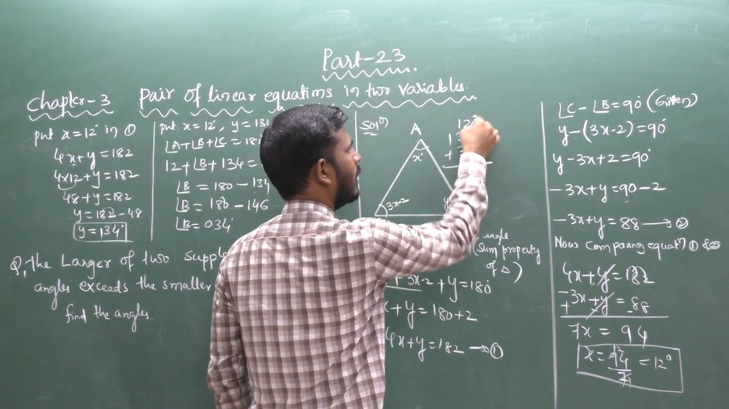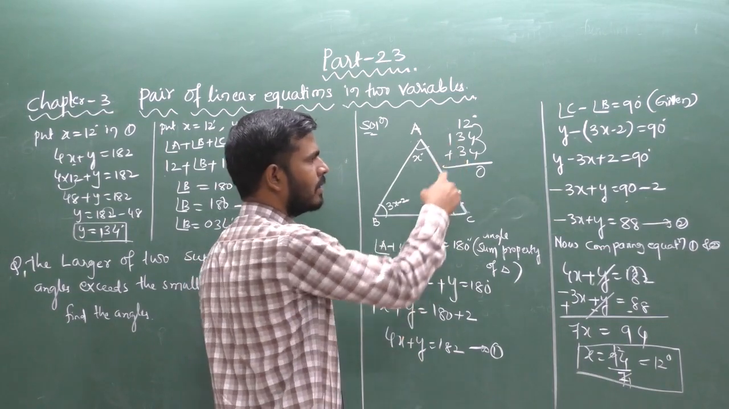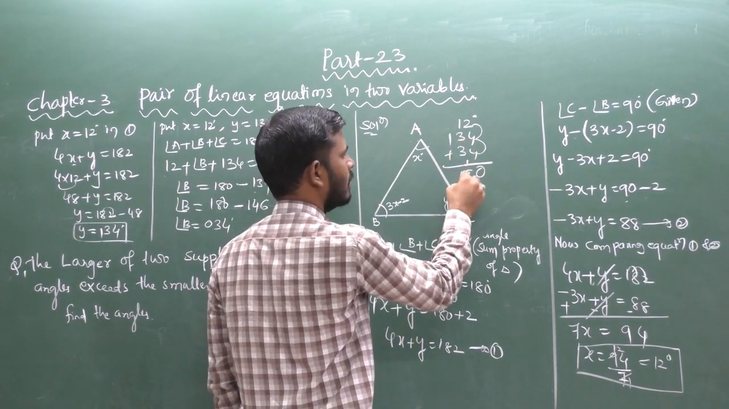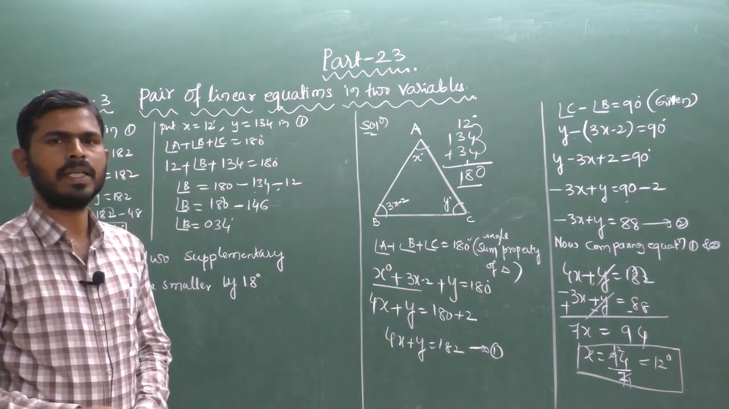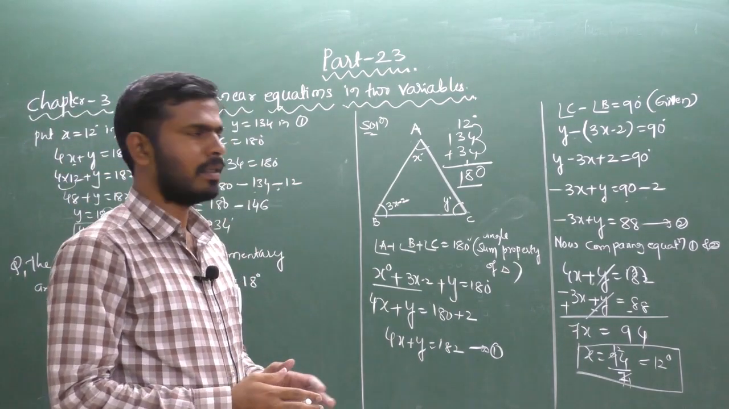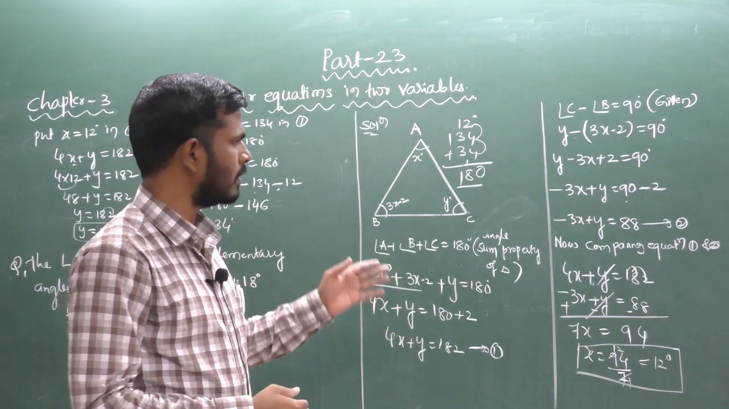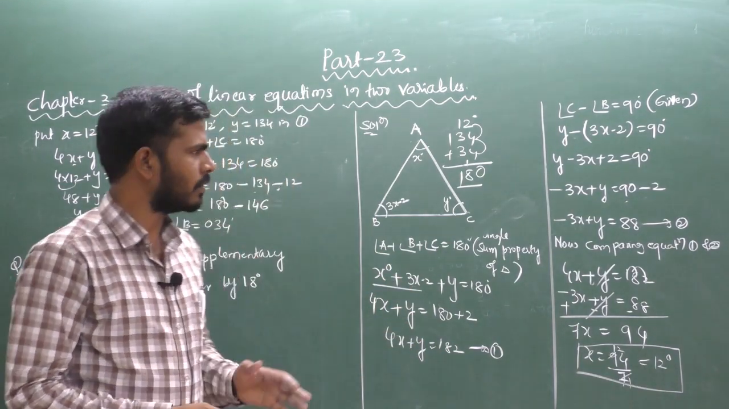4 plus 4 is 8. 8 plus 2 is 10. Carry 1. 3 plus 3 is 6. 6 plus 1 is 7. This one is 8. So that is 180. So for this type of problem, you can apply the pair of linear equations to a geometrical figure. This is the basic problem I solved here.